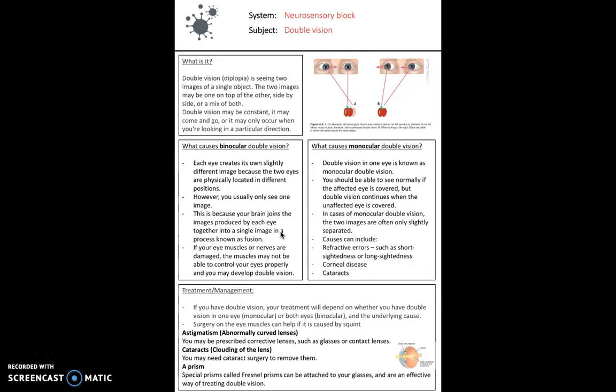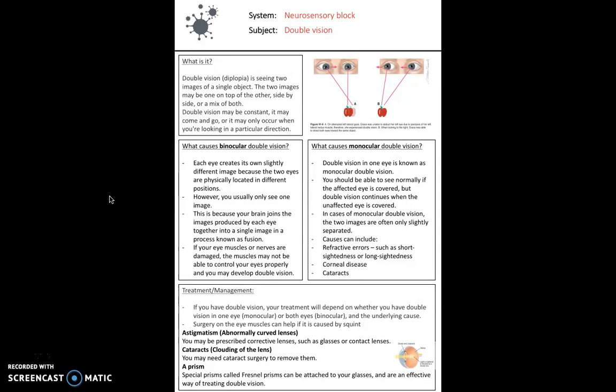Obviously, you can diagnose double vision in the respect that it could be in both eyes or one eye, and the patient will have symptoms of seeing double, for example. However, you'll find that double vision fits into a lot of illnesses and diseases related to the eye and the neurosensory system.